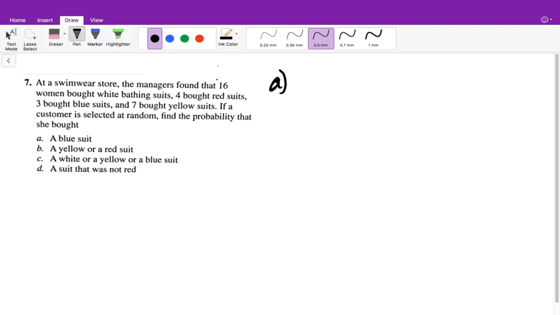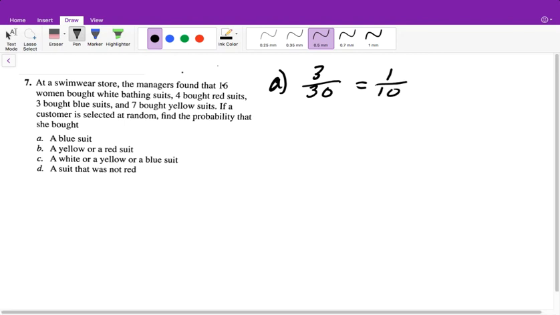16 bought white bathing suits. So the total number of people that bought bathing suits is 16 plus 4, that's 20, plus 3 is 23, plus 7 is 30. We have a total of 30 people who bought bathing suits. Blue, 3 people bought blue bathing suits, so it'll be a 1 out of 10 chance of buying blue.